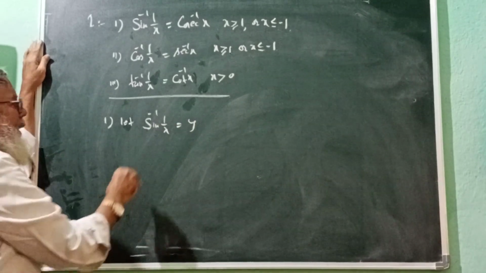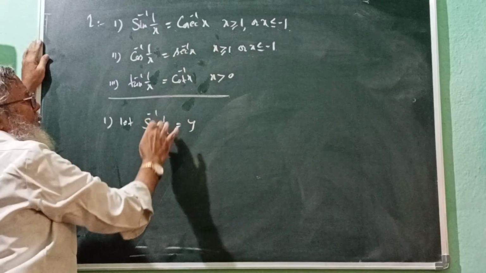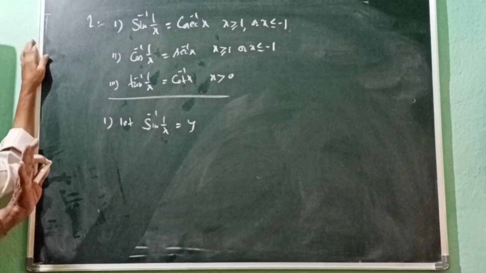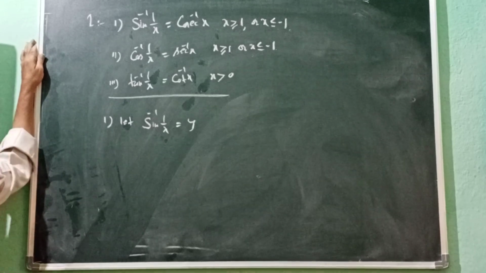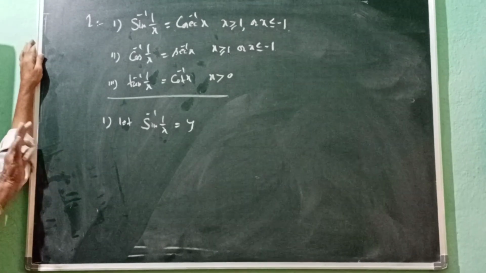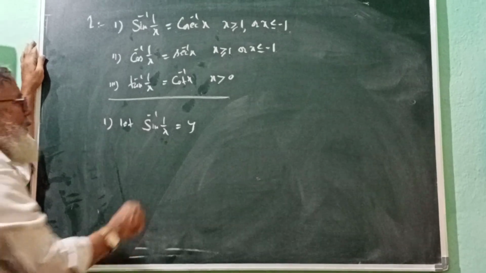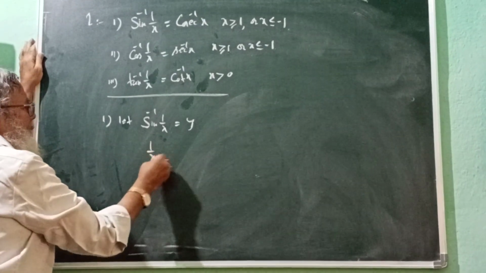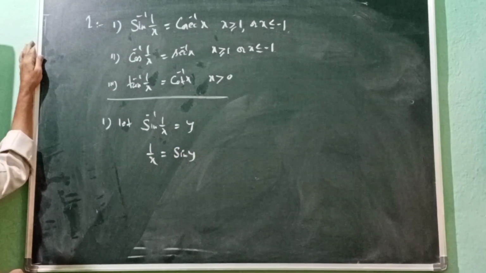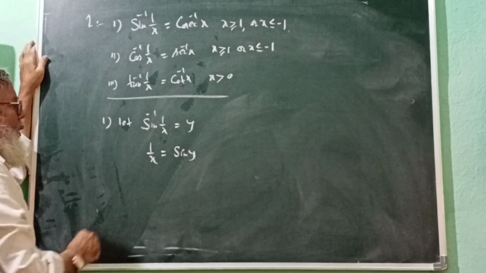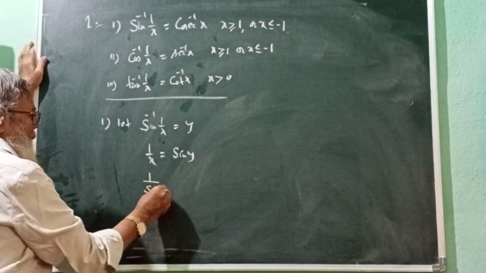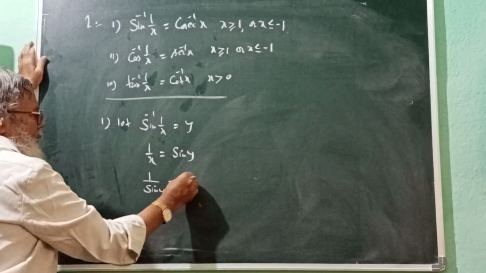Then by the definition, we suppose it is already in those restrictions, having the same domain and same range. We don't discuss this each and every time. It is understood that when it is given, it satisfies the given condition. So therefore 1 by x is equal to sin y by the definition of inverse function. Therefore, by cross multiplication, 1 by sin y is equal to x.